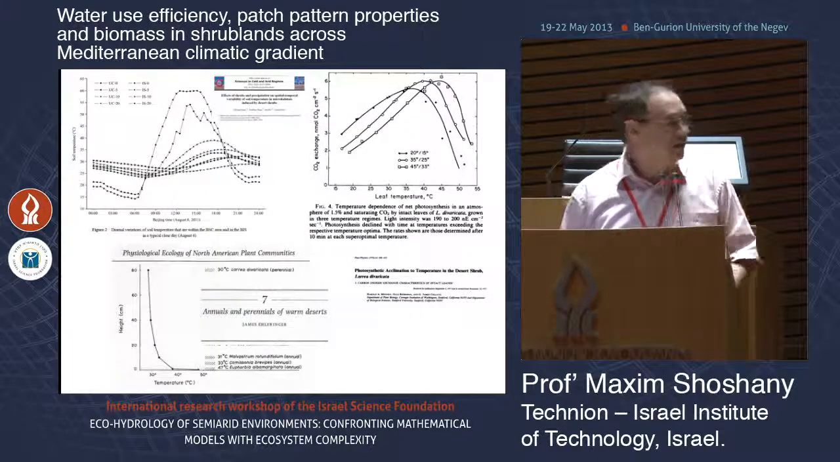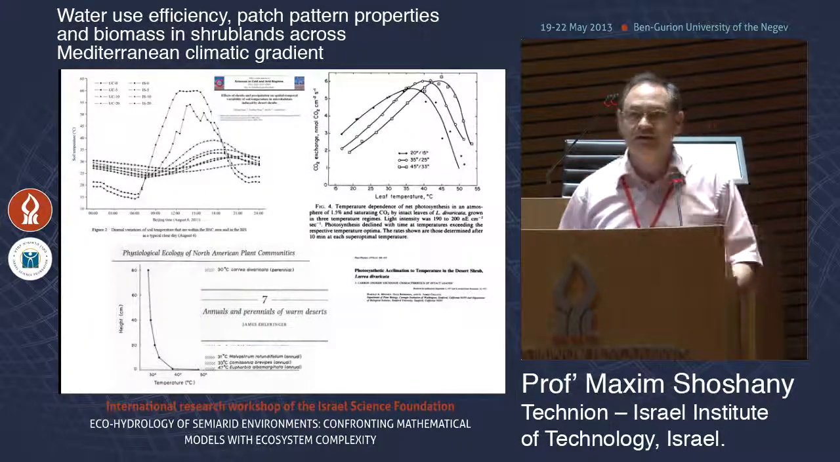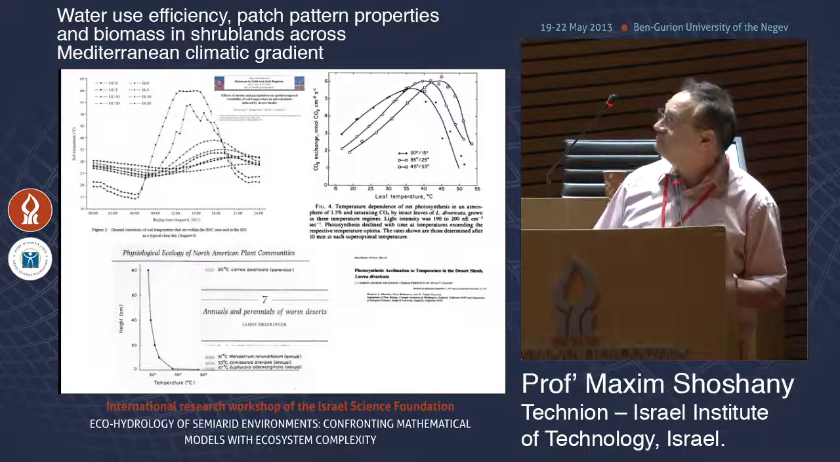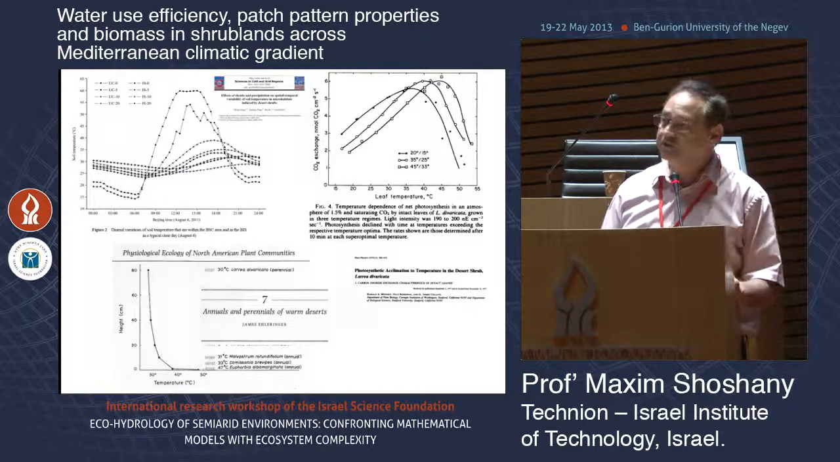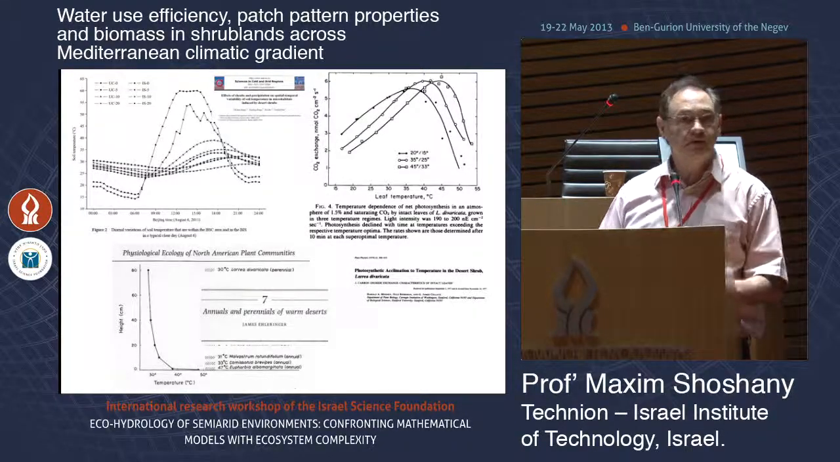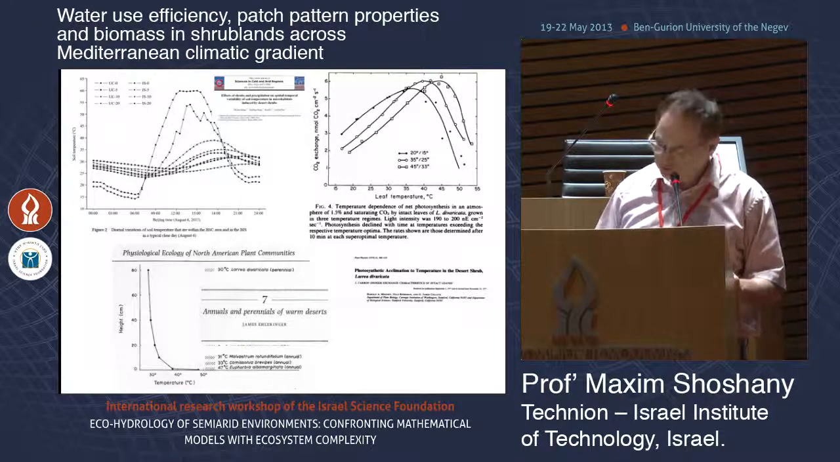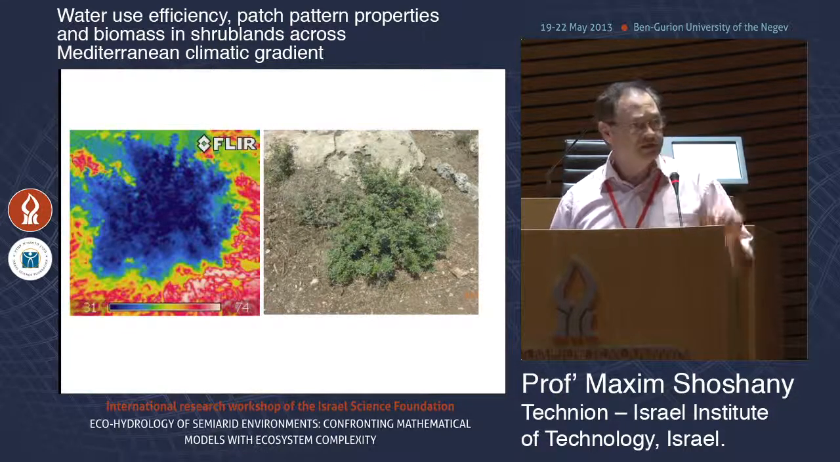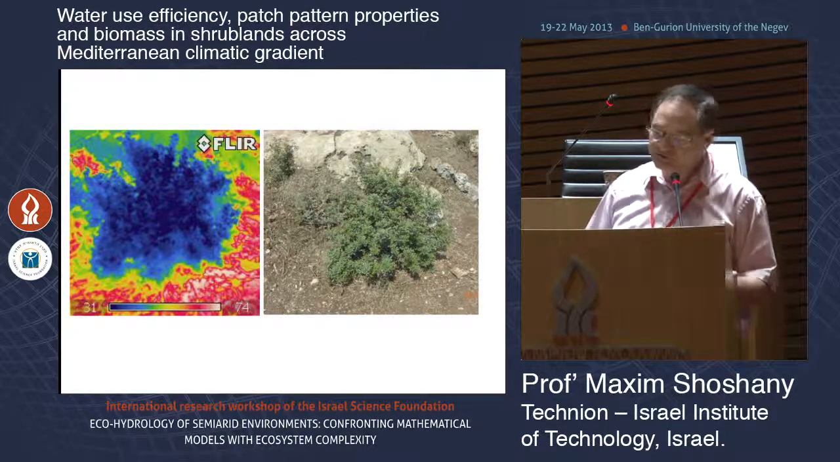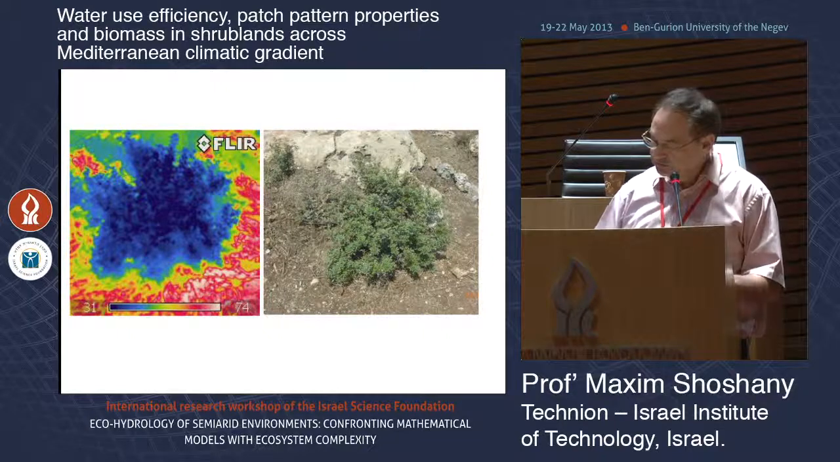So that's a phenomenological explanation for the differences which occur at the edge of the patch and why we expect that at the edge we have less productivity than in the center of the patches. There are other explanations as well, but I prefer to look at that.